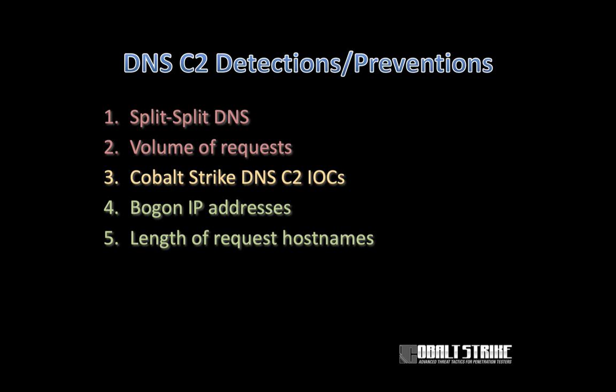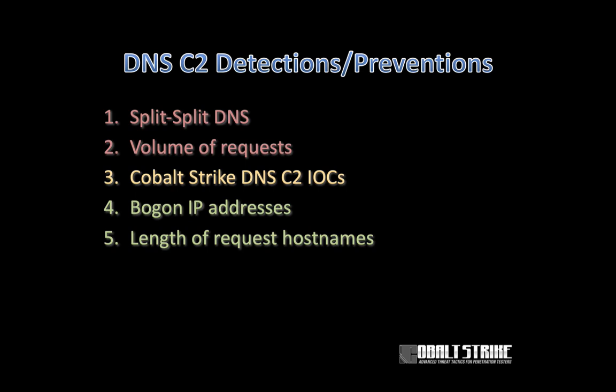A common detection method is to look at the volume of requests tied to a domain or subdomain, and organizations that do this will effectively have an idea of where there's potentially DNS tunneling taking place. The third type of detection strategy is looking for Cobalt Strike DNS command and control specific IOCs. The fourth is to look for bogon IP addresses. A bogon IP address is a DNS response that is observed that has an IP address that would not be valid, like 0.0.0.0.